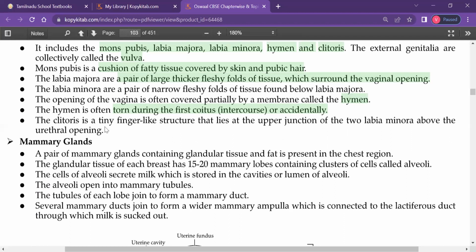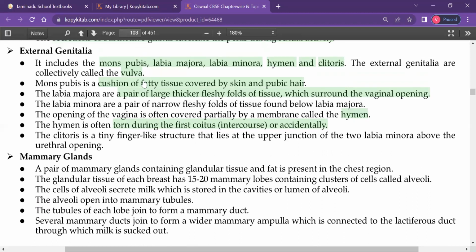Right? The clitoris is a tiny finger-like structure that lies at the upper junction of the two labia minora above the urethral opening. These are the external genitalia. Then the mammary glands. A pair of mammary glands containing glandular tissue and fat is present in the chest region. The glandular tissue of each breast has 15 to 20 mammary lobes containing clusters of cells called alveoli.